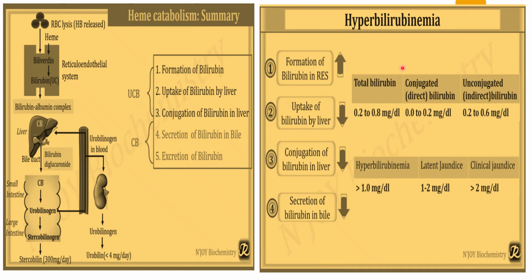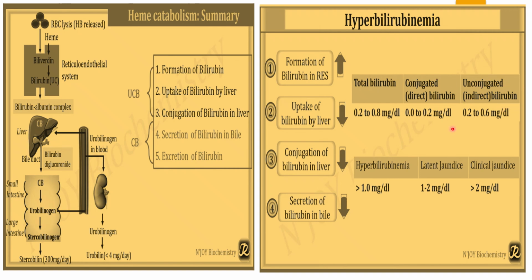Now, what is hyperbilirubinemia? So, the total amount of bilirubin in the blood should be 0.2 to 0.8 milligrams per dl, and conjugated bilirubin used to be 0.0 to 0.2 milligrams per dl.